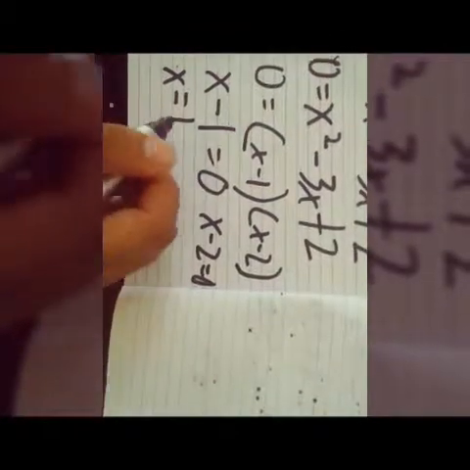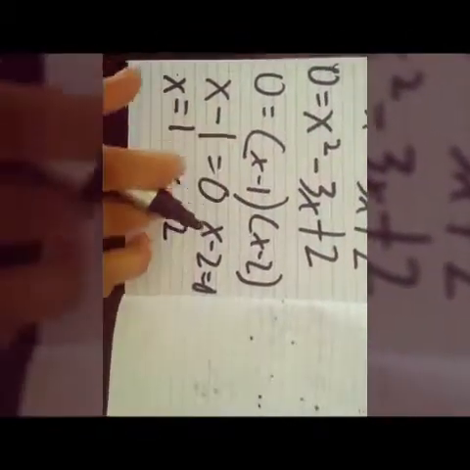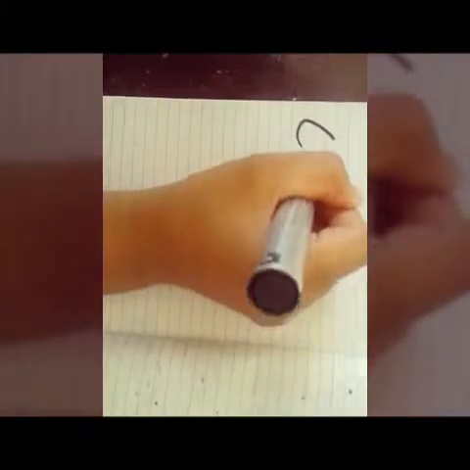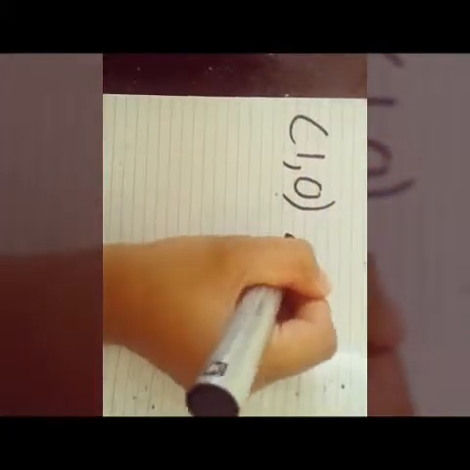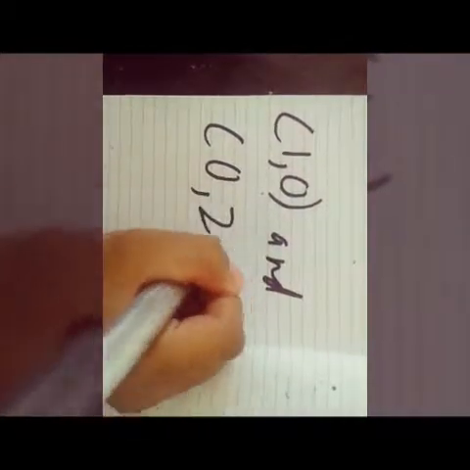x equals 1 and x equals 2. We have the points 1, 0 and 2, 0.